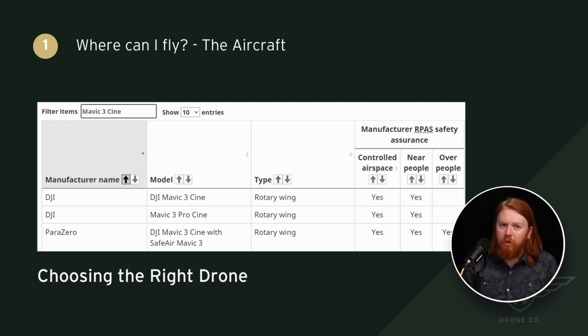If you're looking at purchasing an aircraft and need it for specific advanced operations, you can head to Choosing the Right Drone and type in the name of the aircraft. Sometimes the labeling of the aircraft is a little bit funny, so you might need to try a couple of different ways of writing the aircraft name, and then it will tell you, can it fly in controlled airspace, can it fly near people. Most of the consumer and enterprise drones that are available on the market right now can at least fly in controlled airspace.